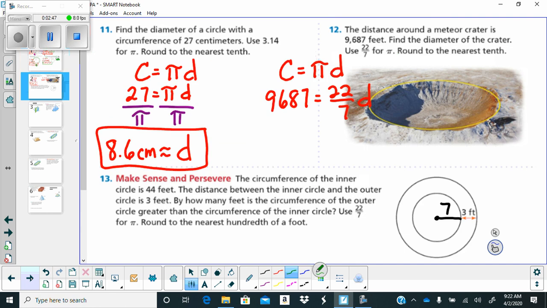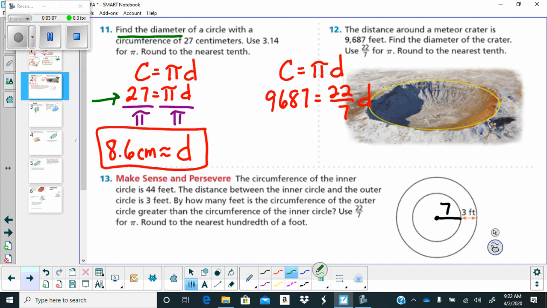Go to number 11, check it. They gave you the circumference, so I plugged in the 27 right here for the C because we're trying to find the diameter. Make sure you round to the nearest 10th. All right, look at number 12.